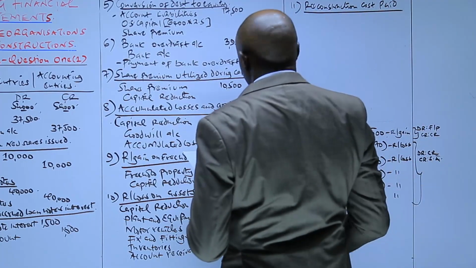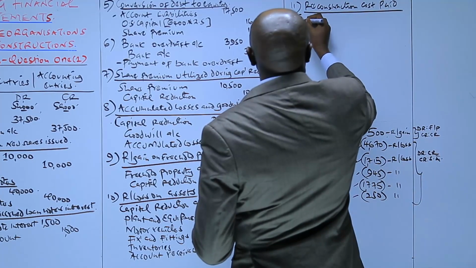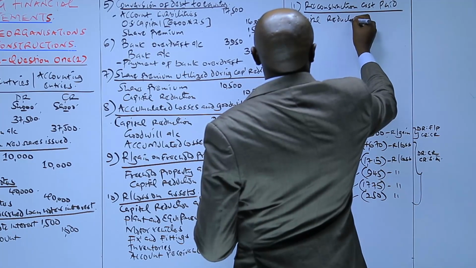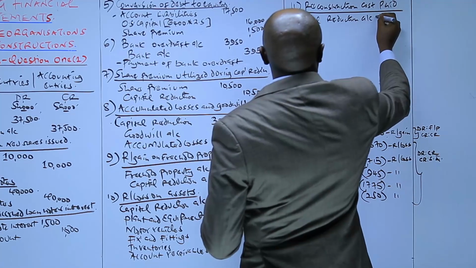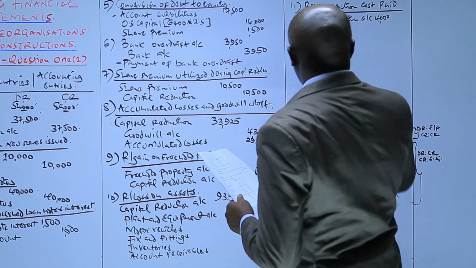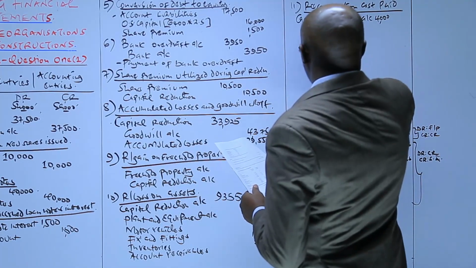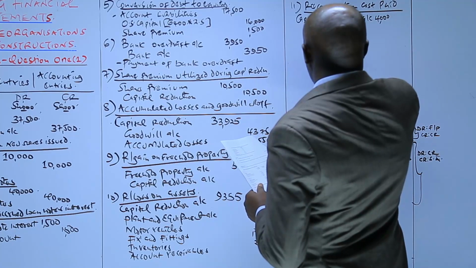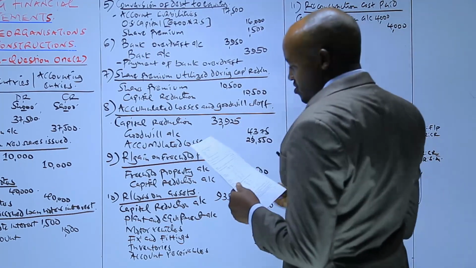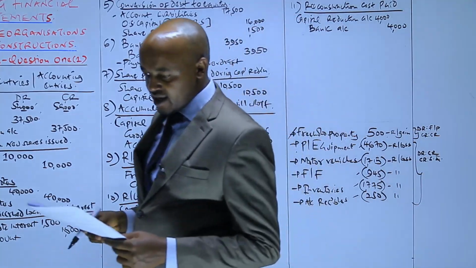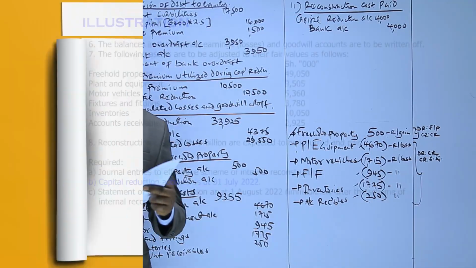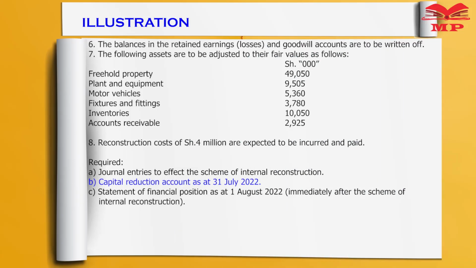To account for this is quite simple. We debit the capital reduction account with an amount of 4 million. Remember, all our figures here are in thousands of shillings, and because that amount was also paid, we credit the bank account with 4,000. So in our case, we are through with Roman 1 because we have been able to prepare those journal entries as required.